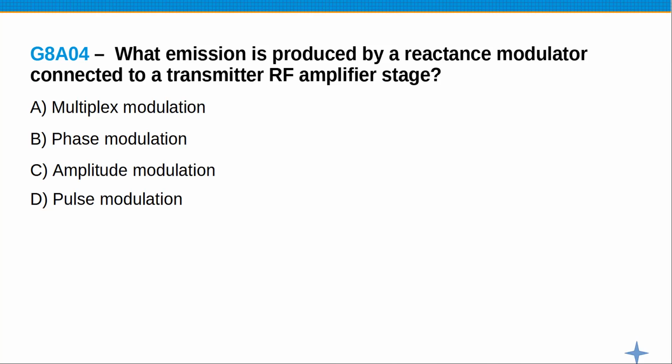What emission is produced by a reactance modulator connected to a transmitter RF amplifier stage? They don't list frequency in there, so it's just phase.